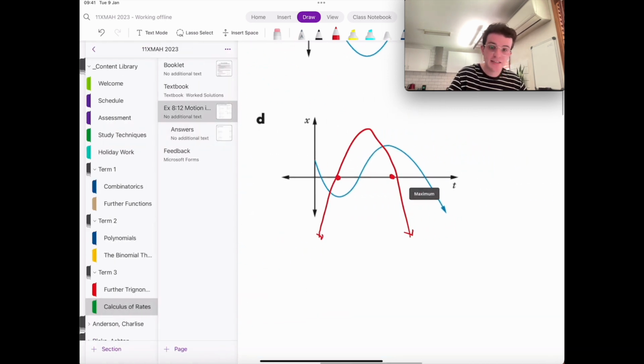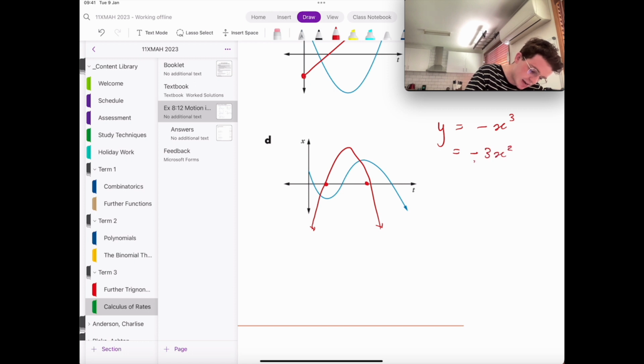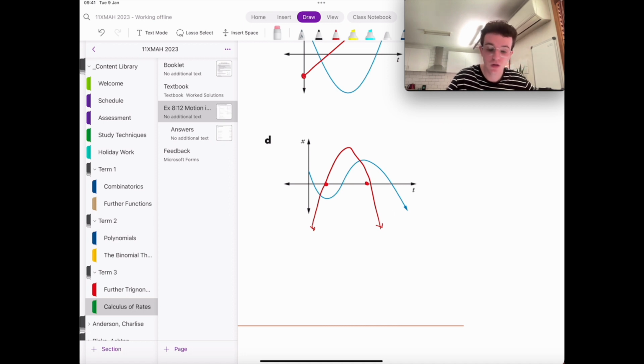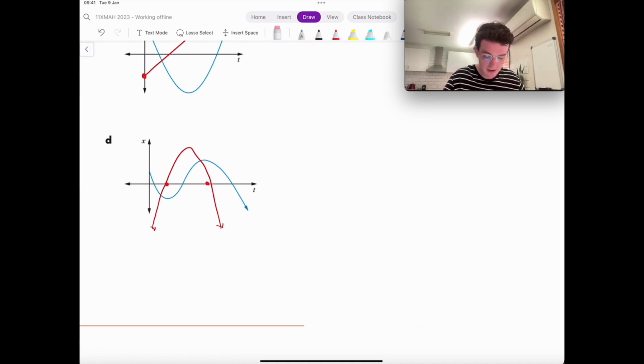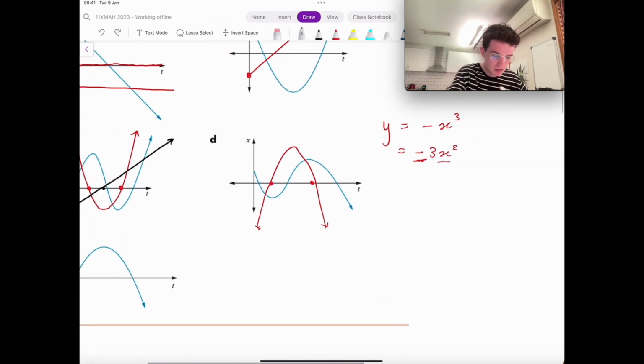So it's a negative cubic function. That's because it's ending down here. So if you've got a negative cubic function, if you differentiate it, let's say I've got y is equal to minus x cubed or something, the differentiation is going to be minus 3x squared. So it's going to be a negative parabola. That's why it's like that. And to reiterate again, the x-intercepts of your parabola, or where your velocity is going to be 0, is at the stationary points of your graph here and here. Remember, the stationary points of a displacement graph are where your velocity is 0.